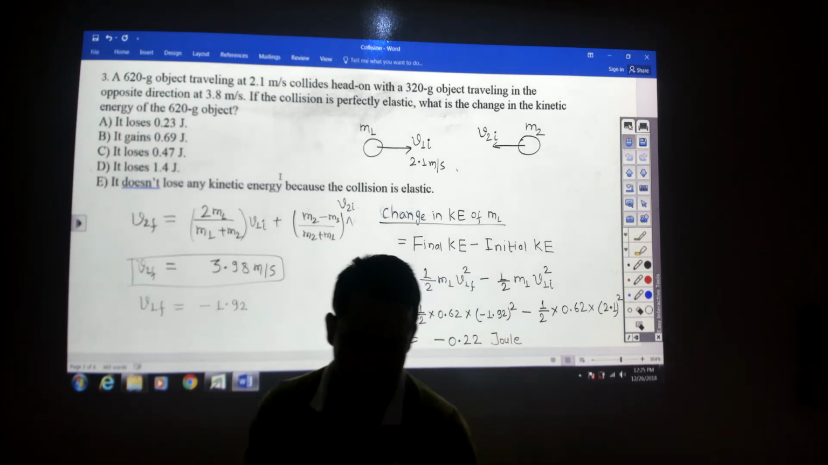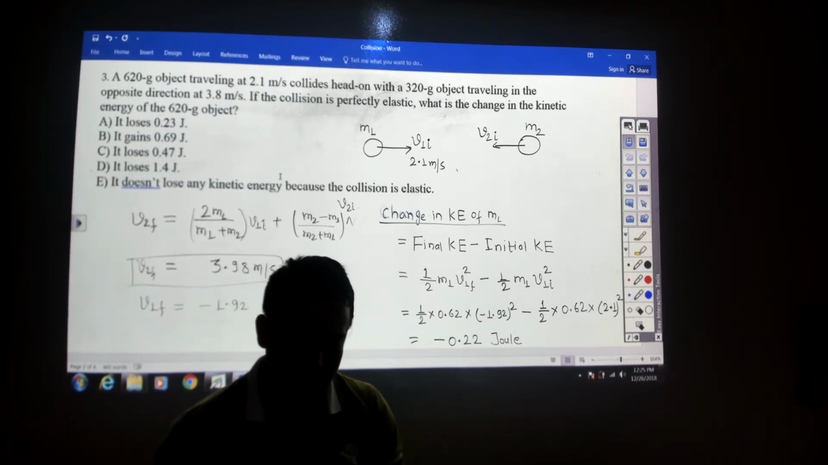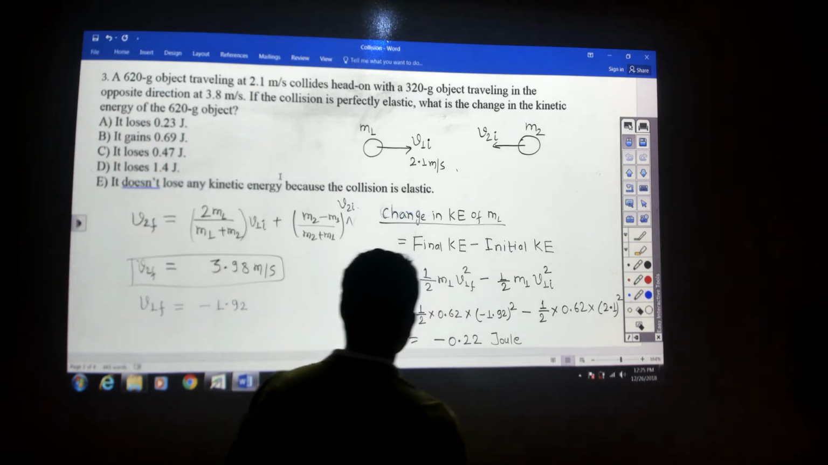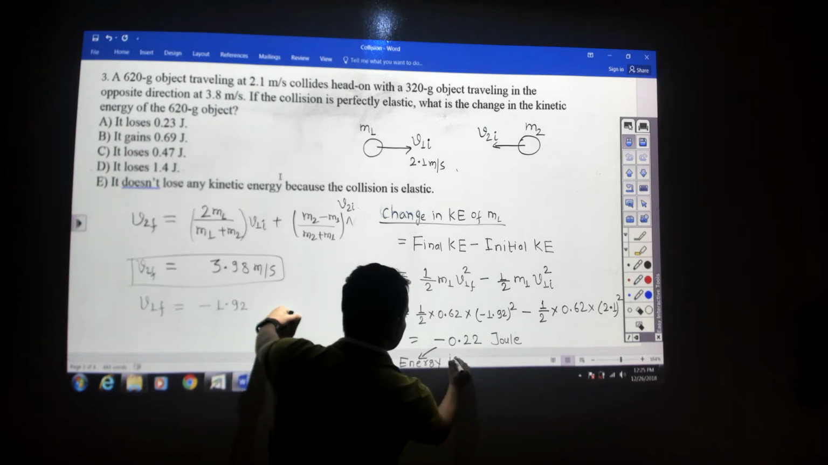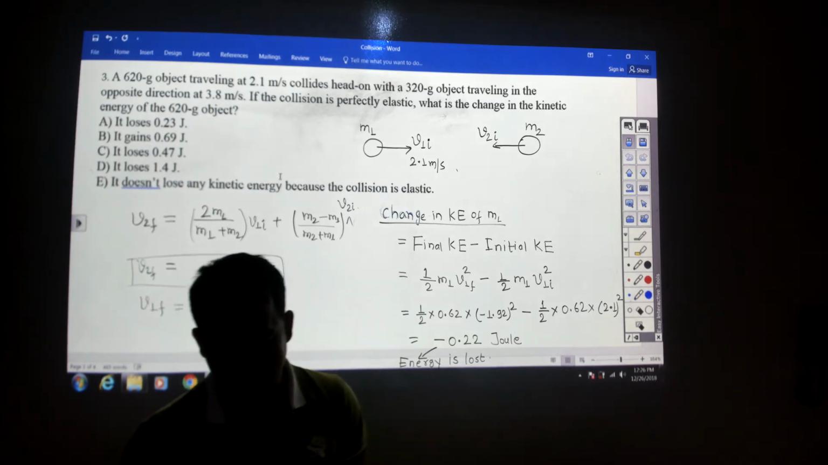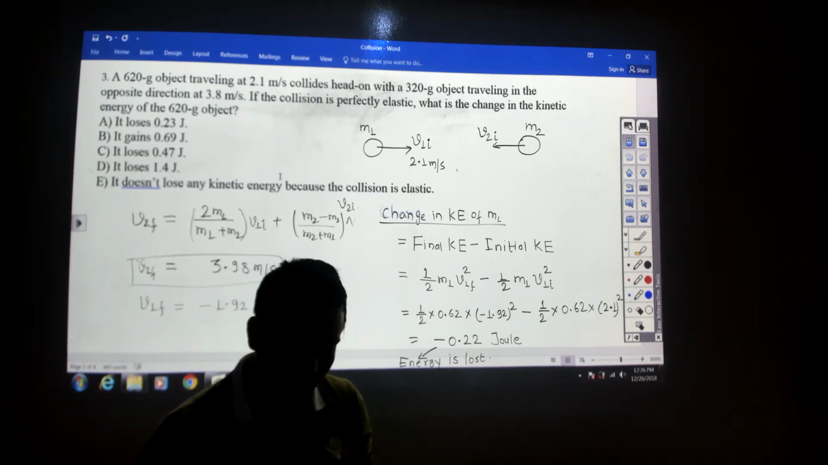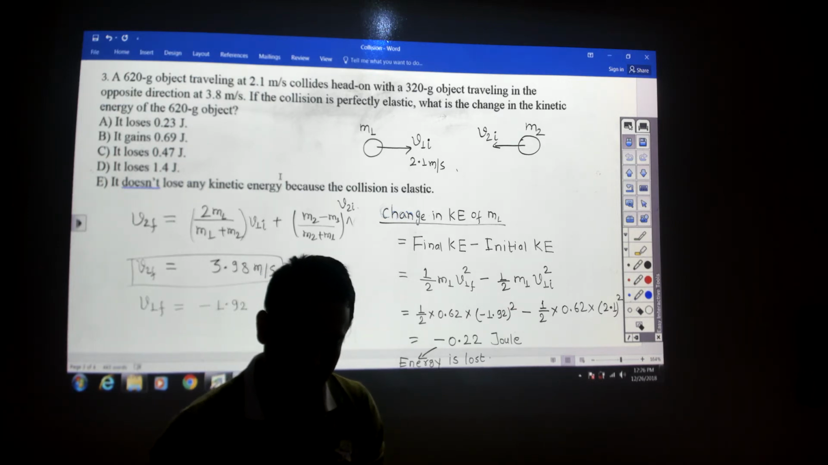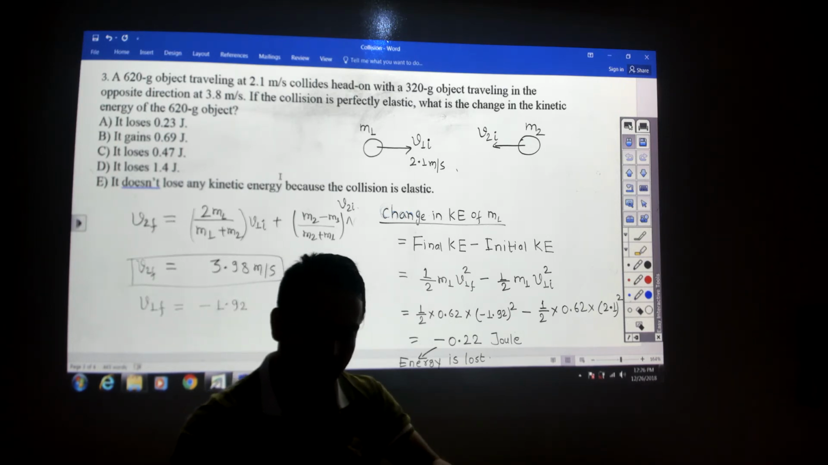What does the negative sign mean? The negative sign simply means the kinetic energy is lost. That means its final energy is smaller than its initial kinetic energy. This doesn't mean the total energy is lost. It only means the energy of the first object is smaller. Where is the energy lost? This energy is imparted to the second object. If you calculate the change in the kinetic energy of the second object, you will get exactly the same amount. The change in kinetic energy of mass m2 would be exactly 0.22 joule, because this energy is imparted to the second object.